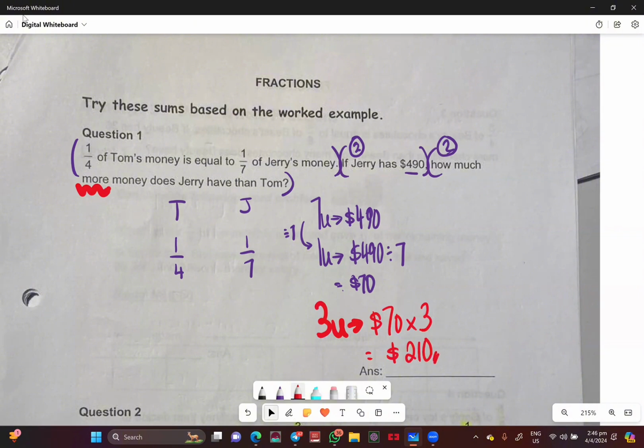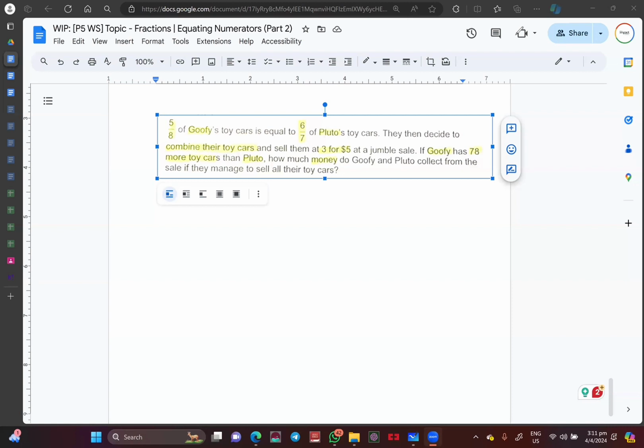So in this question, you can see that 5/8 of Goofy's toy cars is equal to 6/7 of Pluto's toy cars. Correct or not? So for Goofy over here, we have 5/8. For Pluto, we have 6/7, right? What is the keyword? The keyword here is equal to. So do they have the same total? No. They have the same numerator. We have to make the numerator the same.